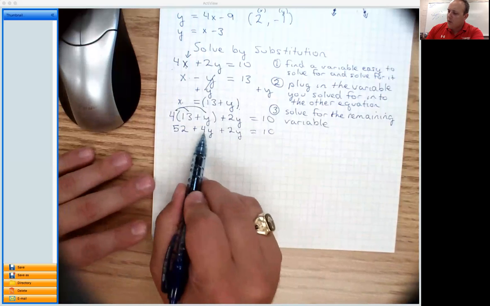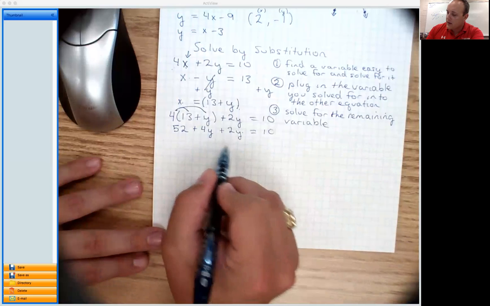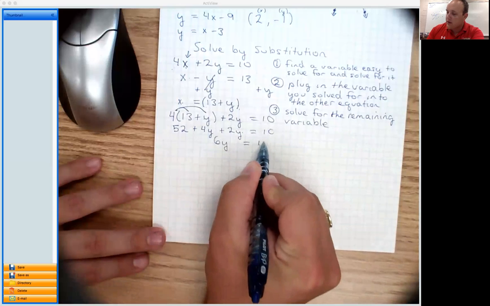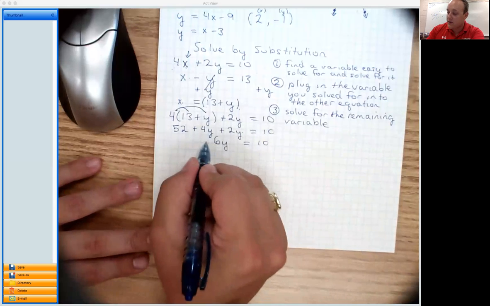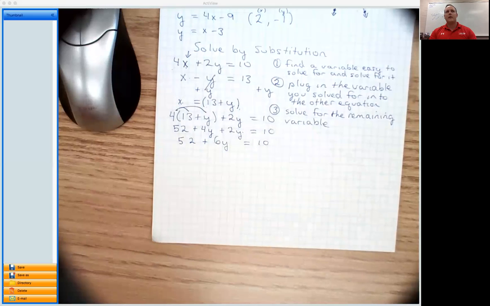All right, so my 4y and my 2y combine, right, to make 6y. All right, my 10's still on the other side, and I still have the 52 over here. Okay, so what now? Now we have to. I still got to solve for y, right? We have to divide the 6.